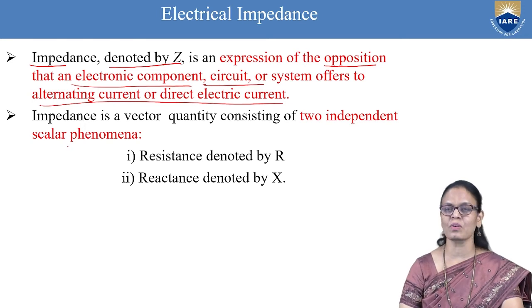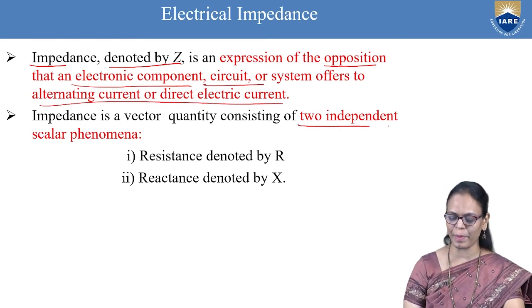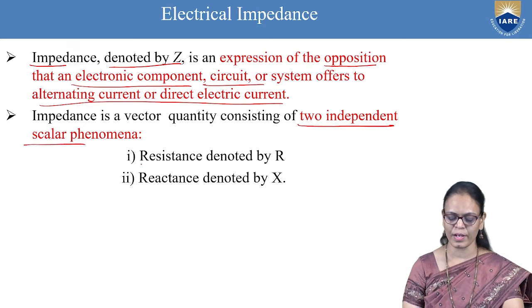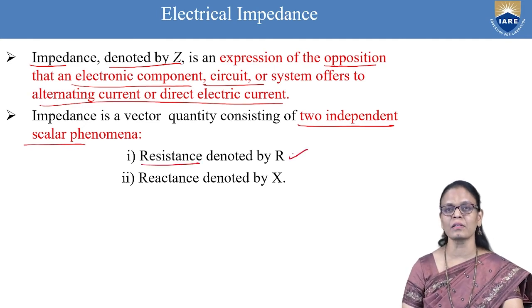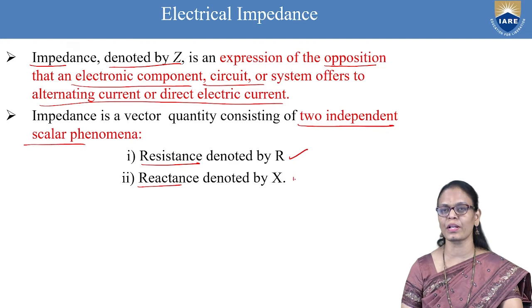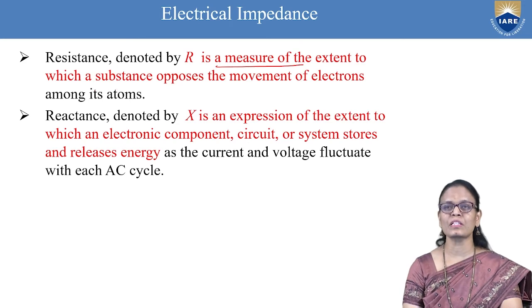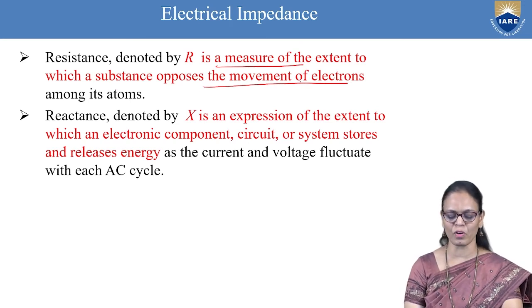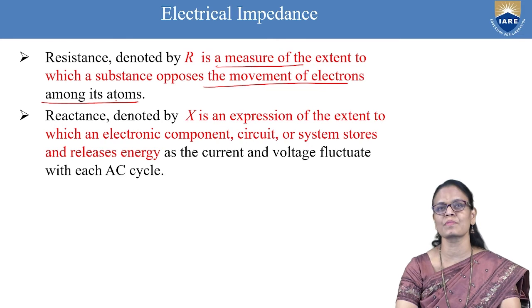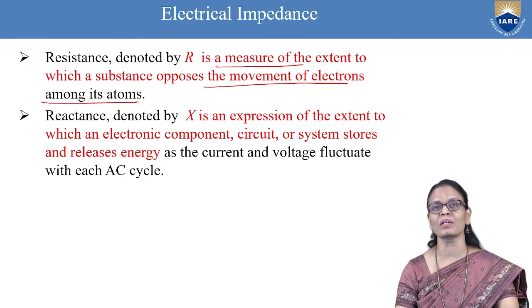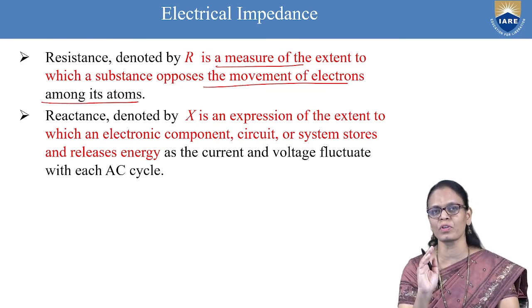In this case, we have two independent scalars: resistance, which is denoted by R, and reactance, which is denoted by X. So we'll see what is resistance and what is reactance. Resistance is a measure of the extent to which a substance opposes the movement of electrons among its atoms. So whenever we talk about resistance, it is the opposition offered to the movement of electrons in a circuit.